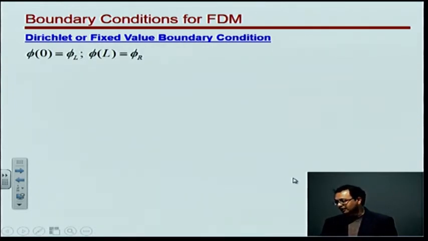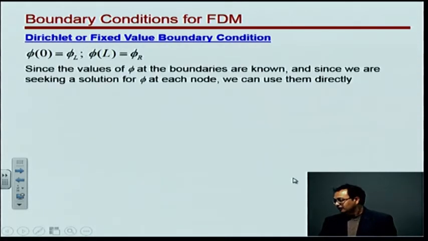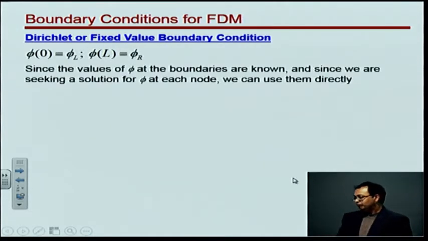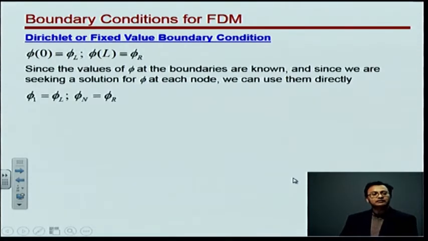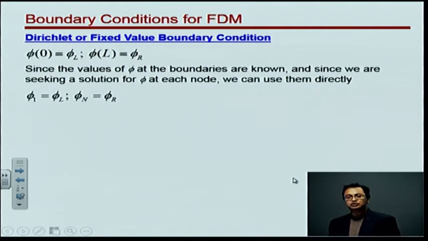So that's what's called Dirichlet boundary conditions. And we are seeking a solution to our system of equations. So therefore, we can use those directly. So we can say, okay, my phi 1 is phi L, and my phi n, which is my nth node, phi of the nth node, is phi R. You can think of those two as two equations, basically, right? I mean, they're not coupled to the other equations, but they are equations nevertheless.